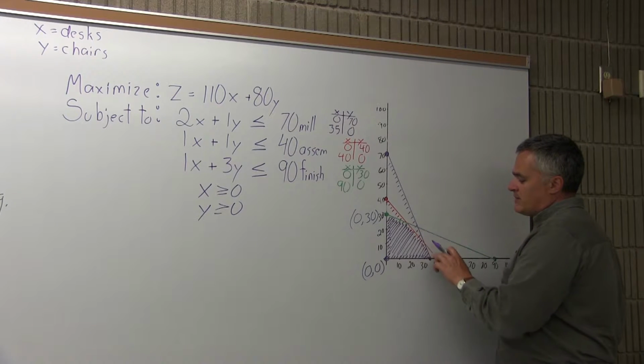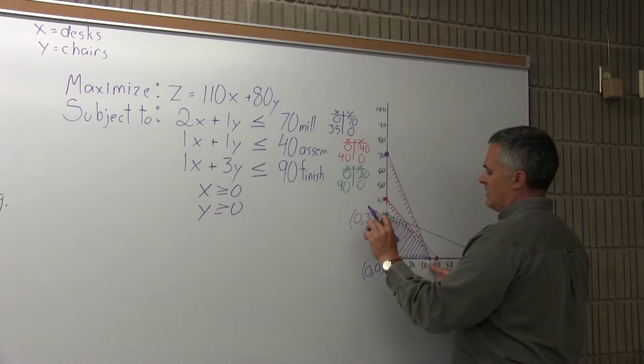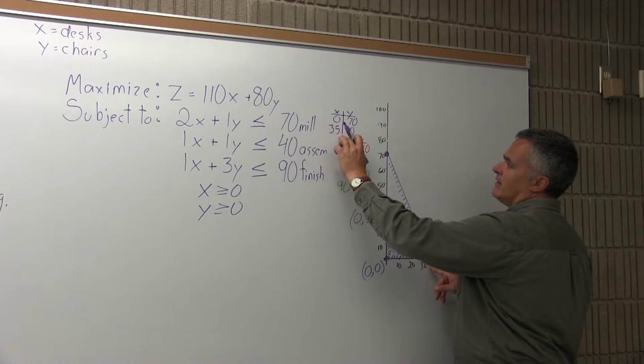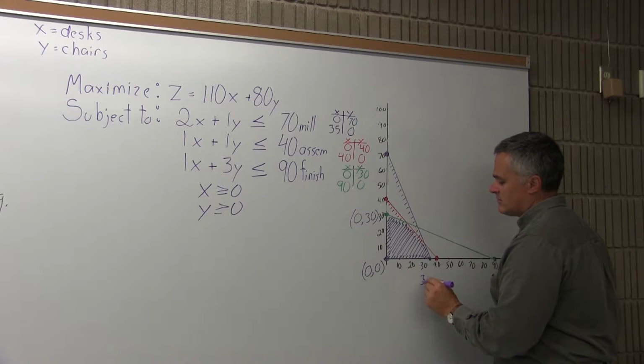This purple line comes down and makes the boundary of my feasible region. So as I look back to the work that I did for the purple line, my corner point is over 35 up 0.